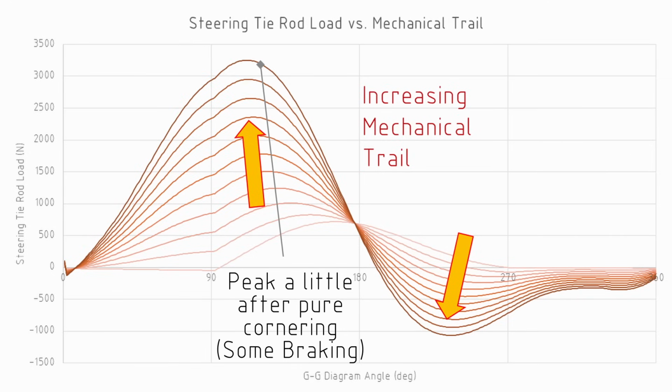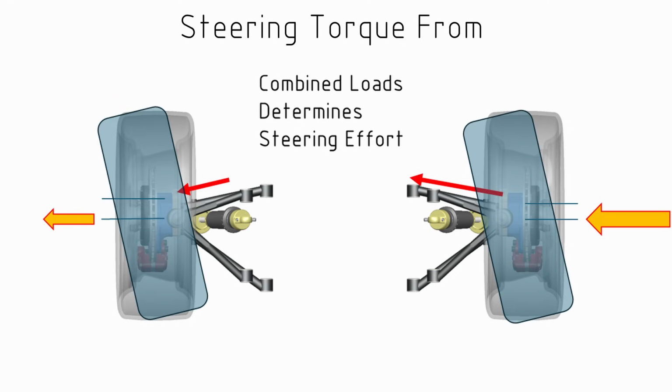Now, just like when we had the scrub radius, we've got two wheels here, one on the right-hand side, one on the left-hand side. And we would note that the outside tire, due to load transfer, is going to end up with a larger lateral force applied. And the difference of that lateral force is going to mean that there's going to be a difference in the steering tie rod force on the left and the right hand side.